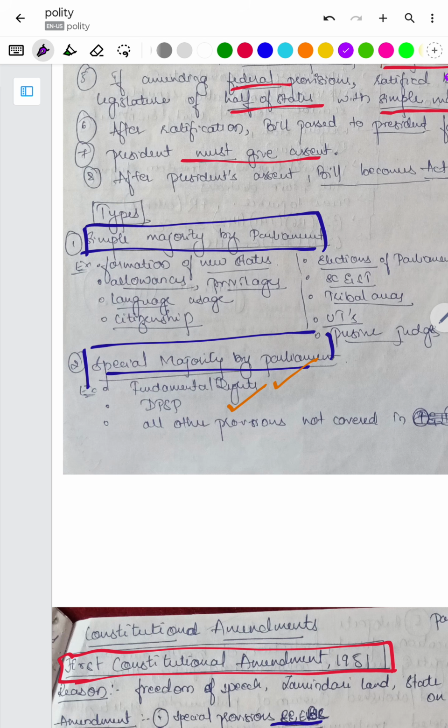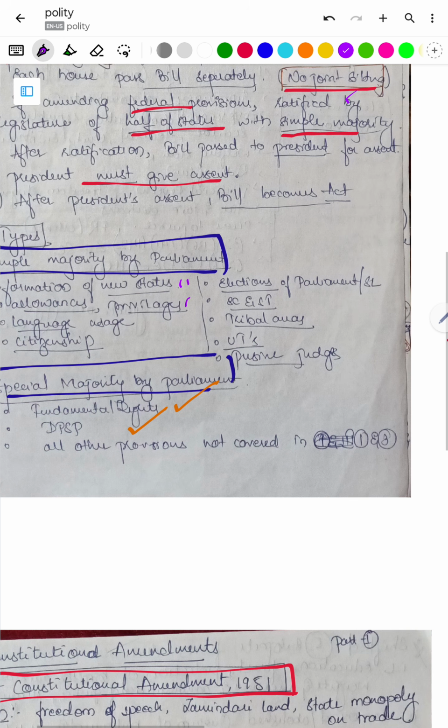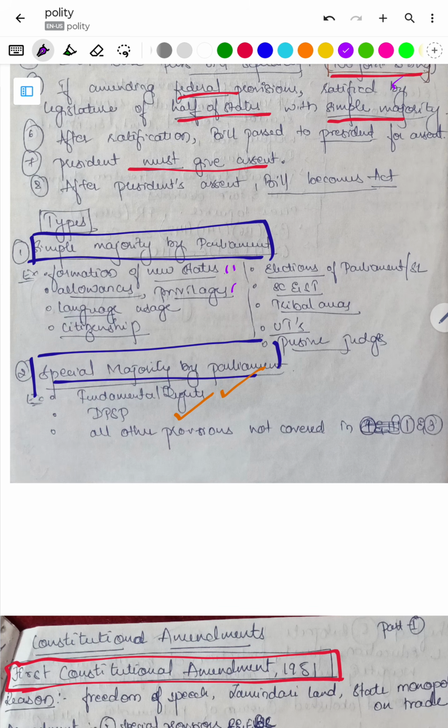Formation of new states, Article 1, their allowances, also language, citizenship. If you see, the starting articles are in the simple majority category. Okay, UTs. I am surprised, simple majority by Parliament. For UTs, scheduled areas, elections of Parliament, or state legislature.